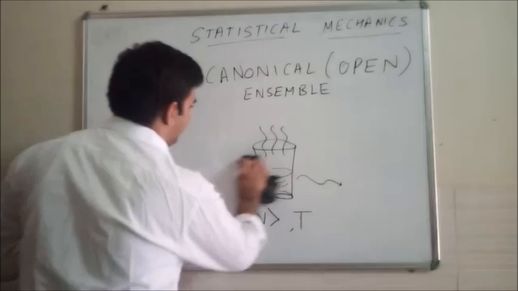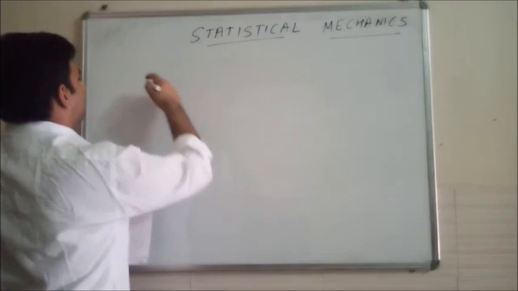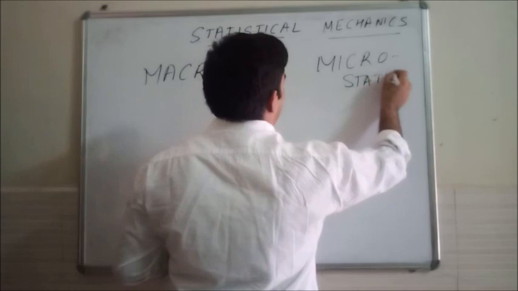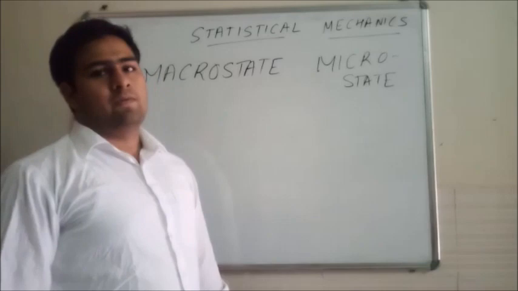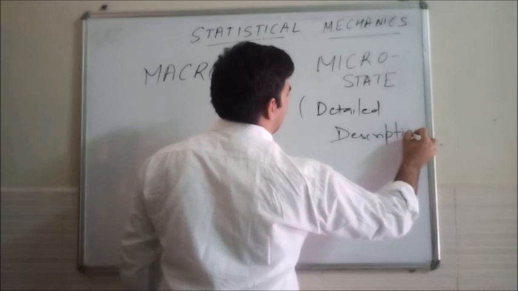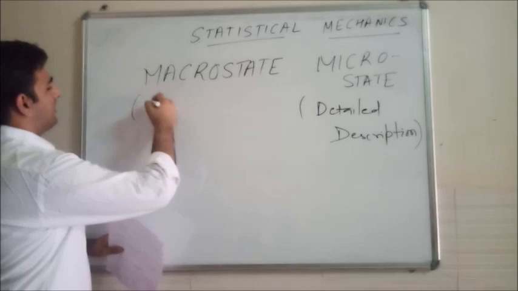So, now let's consider the idea of macrostate and microstate. In layman's terms, a microstate is the detailed description of a thermodynamic system. On the other hand, the macrostate tells you a limited amount of information about the system. So that's a limited description.